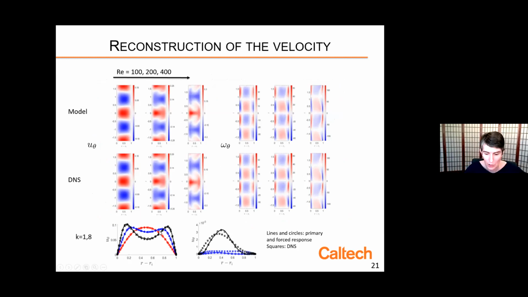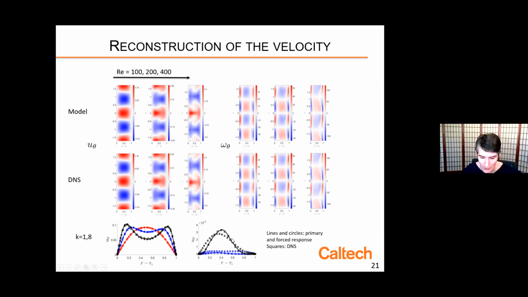Interestingly, if we go back and check what is the agreement between the model and the DNS now, red, blue, and black here are the increasing Reynolds numbers. The lines and circles are, I'll come back to that, a primary and forced response, and the squares are the DNS. So over here, everything sits on top of each other. I mean, it's good, but it's not so interesting.